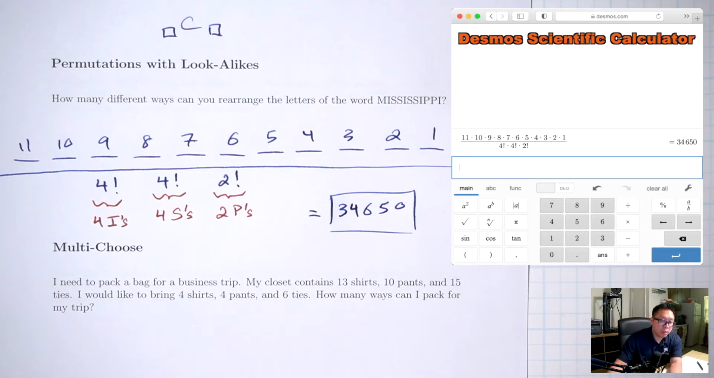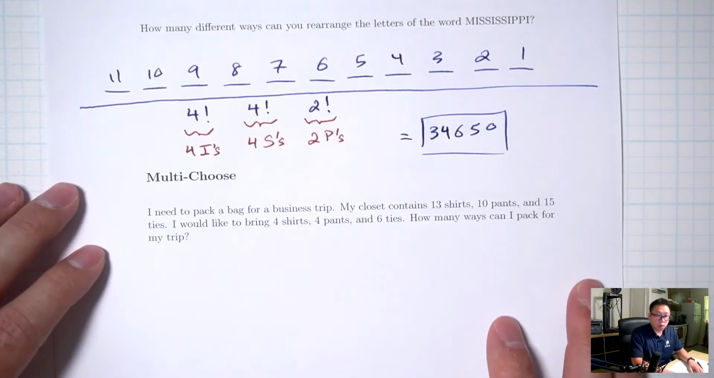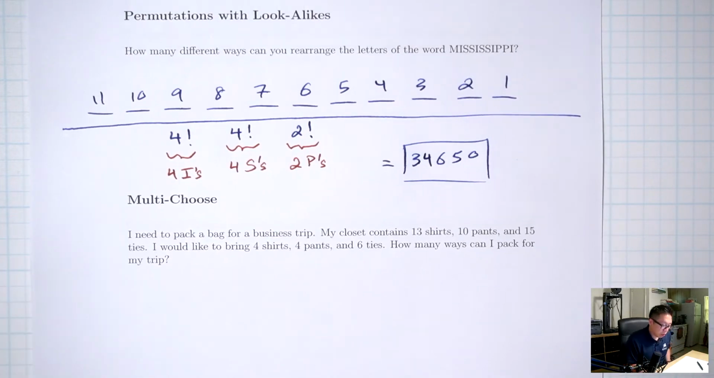All right. The next new situation we'll talk about, I'm going to call multi-choose. Example here is I need to pack a bag for a business trip. My closet contains 13 shirts, 10 pants, and 15 ties. I would like to bring 4 shirts, 4 pants, and 6 ties. How many ways can I pack for my trip?